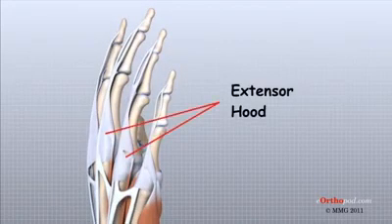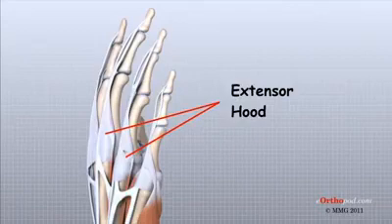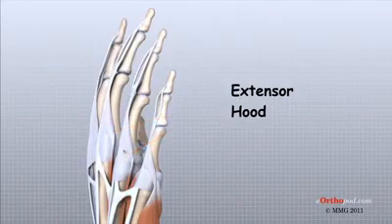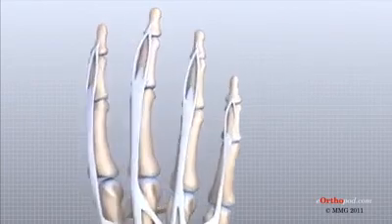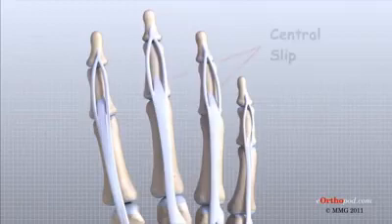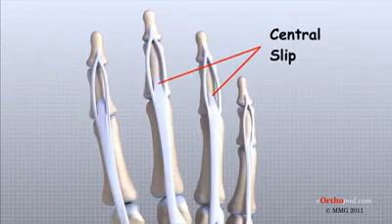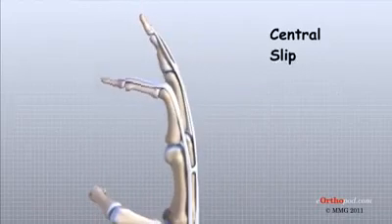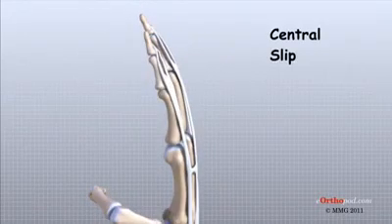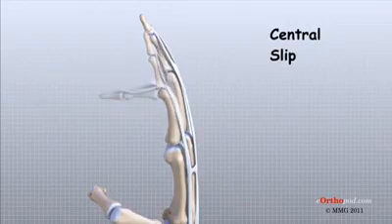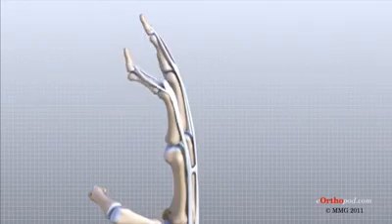The extensor hood flattens out to cover the top of the finger and sends out branches on each side that connect to the bones in the middle and end of the finger. The place where the extensor tendon attaches to the middle phalanx is called the central slip. When the extensor muscles contract, they tug on the extensor tendon and straighten the finger. Problems occur when the central slip is damaged, as can happen with a tear.